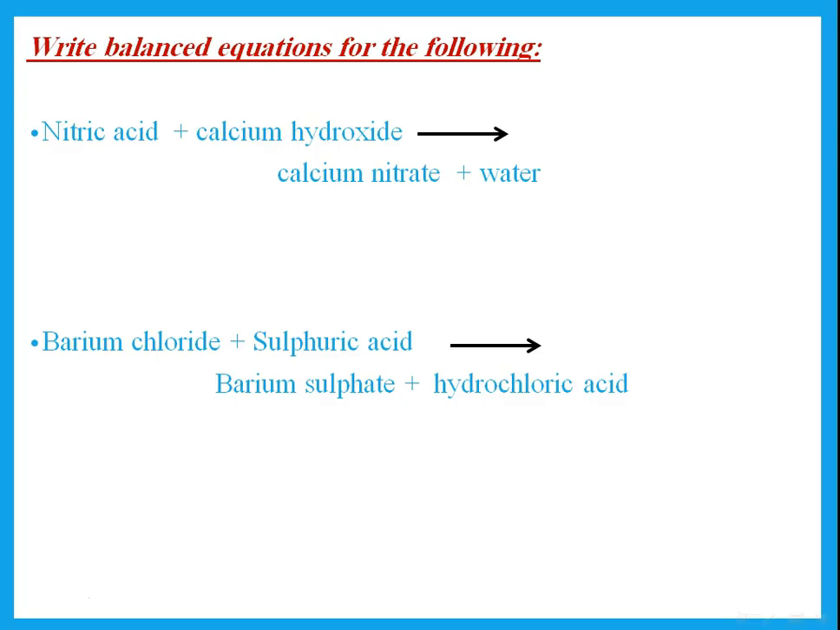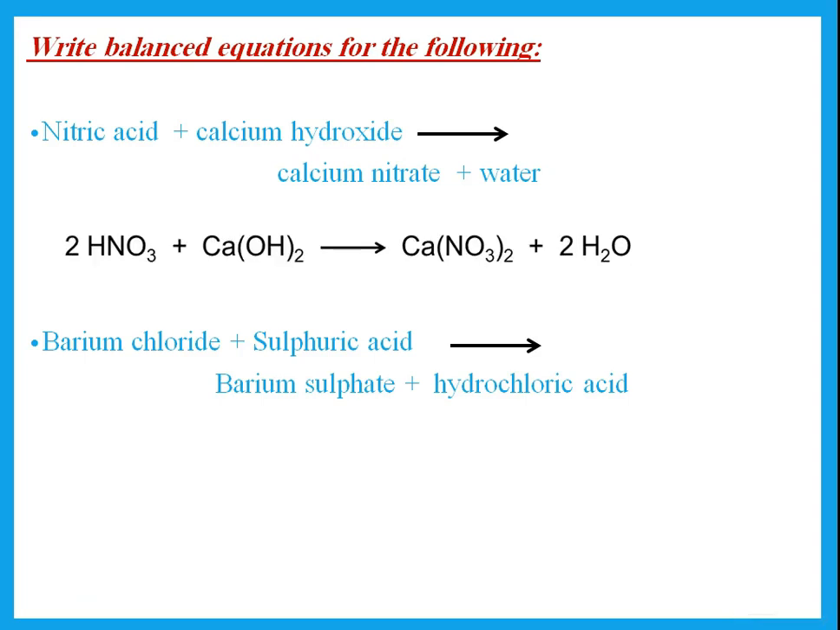Okay, let's try writing balanced equations for the following. Nitric acid plus calcium hydroxide to give calcium nitrate plus water. So first of all, how do we write nitric acid? We said nitric acid is H with NO3. H is valency 1, NO3 valency 1. Calcium hydroxide, we said calcium, Ca, hydroxide is OH. Calcium is in group 2, so its valency is 2, so I have to put 2 under the hydroxide. To give calcium nitrate, again calcium is valency 2, nitrate is 1, so I have to put 2 under the nitrate. Plus water, that's H2O.